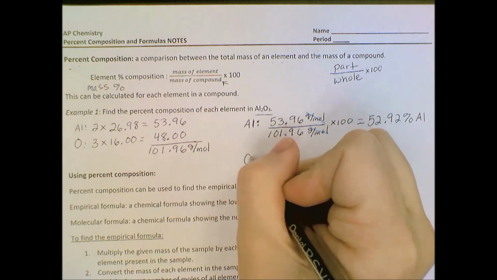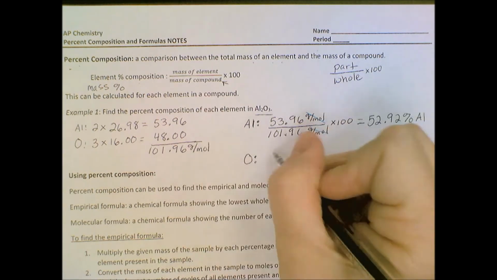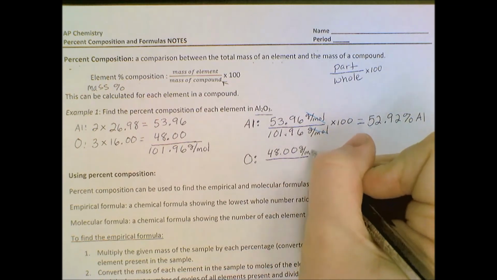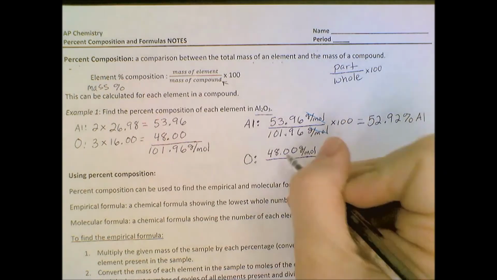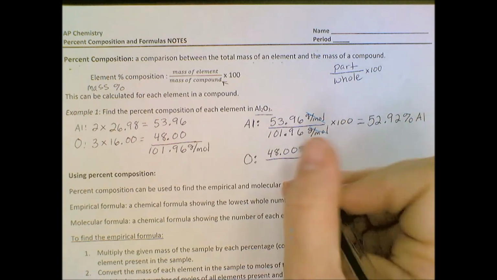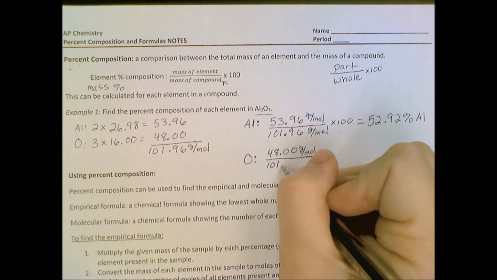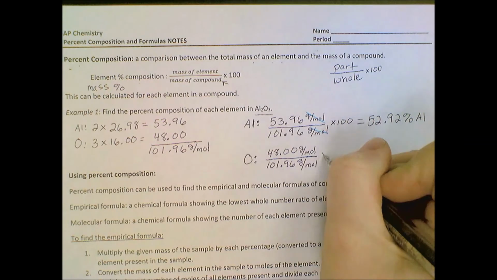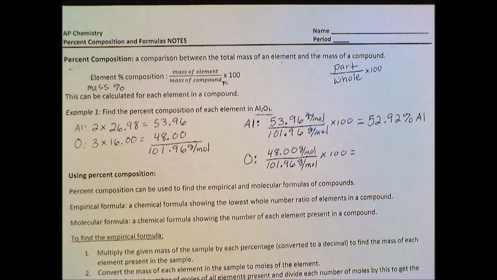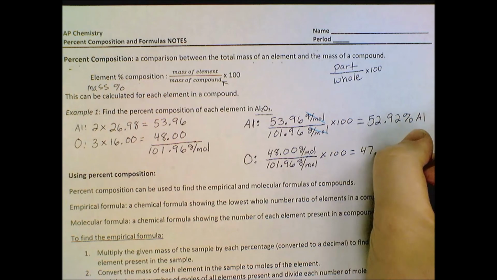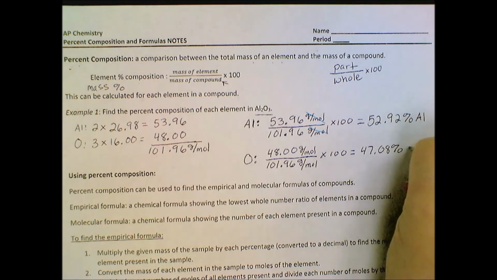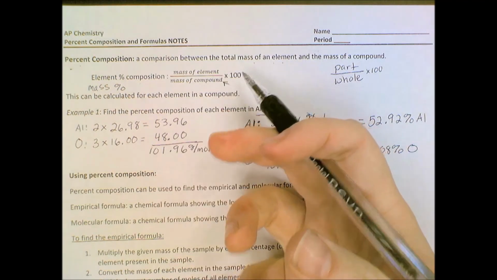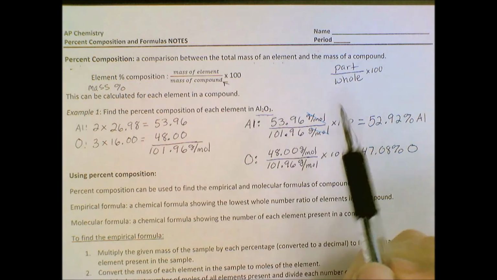Now we would do the same idea for oxygen. So we know oxygen's mass is 48.00, again, grams per mole. I don't mind too much personally if you leave the units off of this part. We know they're going to cancel, but it is a good habit to write your units out. We're going to multiply by 100, and we end up with 47.08% oxygen.